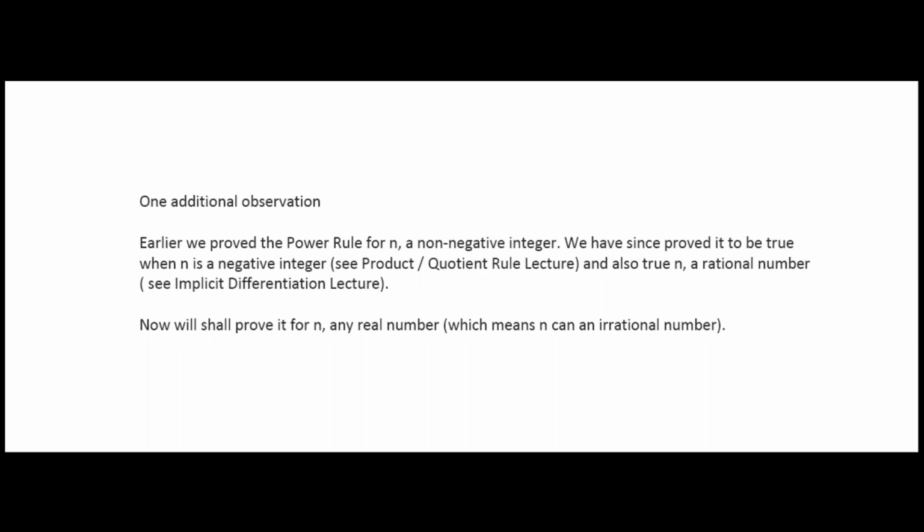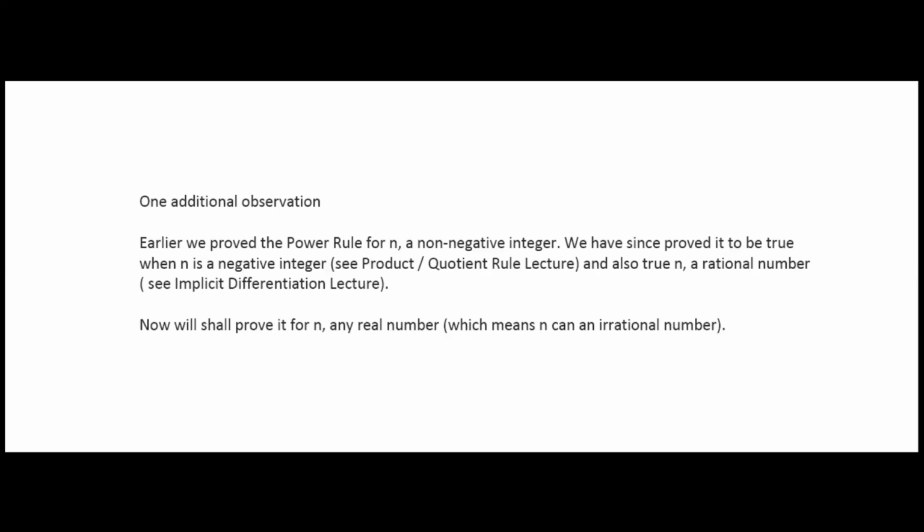We have since proved it to be true when n is a negative integer. You would need to see the product quotient rule lecture for that. And also true when you have a rational exponent, fractional exponent. And we said we did that, but you would have to go check that out under the implicit differentiation lecture.